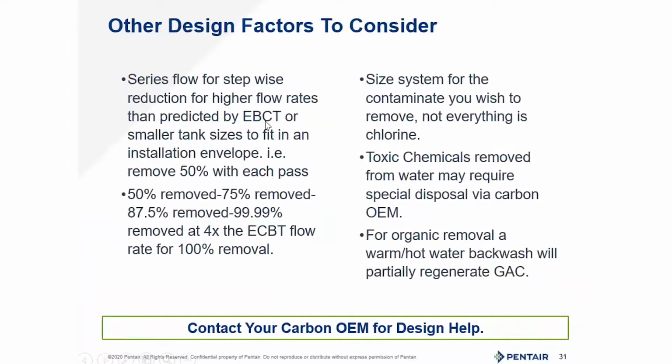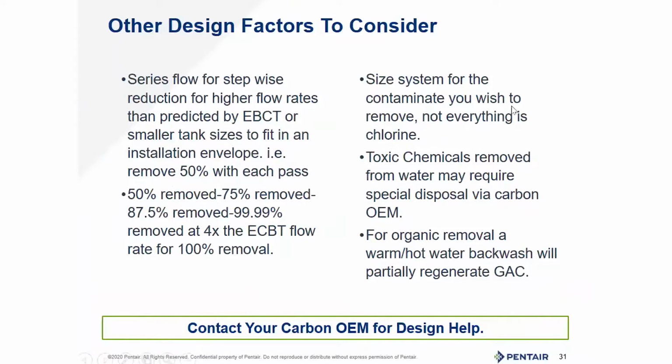So I may be able to quadruple my flow through a tank by using 4 smaller tanks in series, than using 1 large tank and going through the column to get 100% removal. So understand you can design in stepwise reduction if large equipment size is cost prohibitive for you.